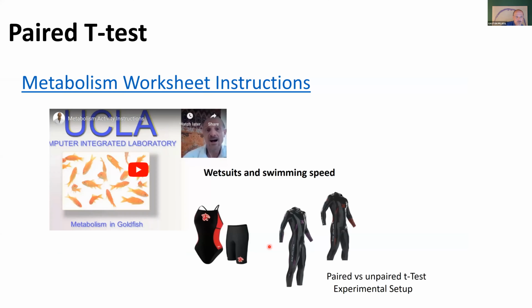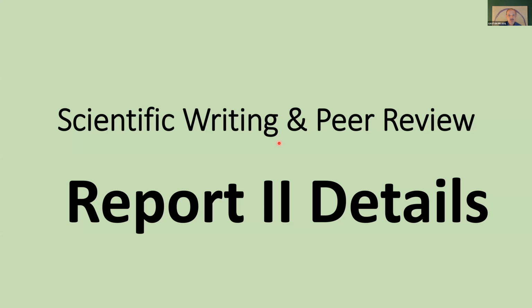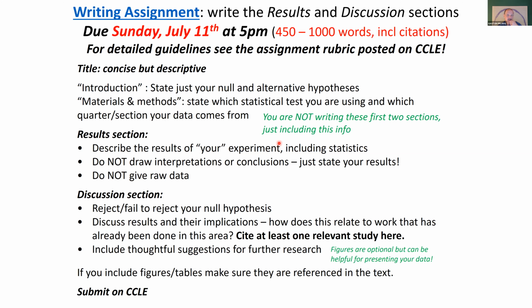All right. The paired t-test I cover in this lecture. There's a swimsuit experiment, a really cool experiment with swimsuits and the speed of swimming. The details I already went over on the slide, so I'm not going to repeat myself. Describe the results of your experiment. That would be the t-test. You could include the effect size here, and then discuss whether you think it's a big or small effect size.